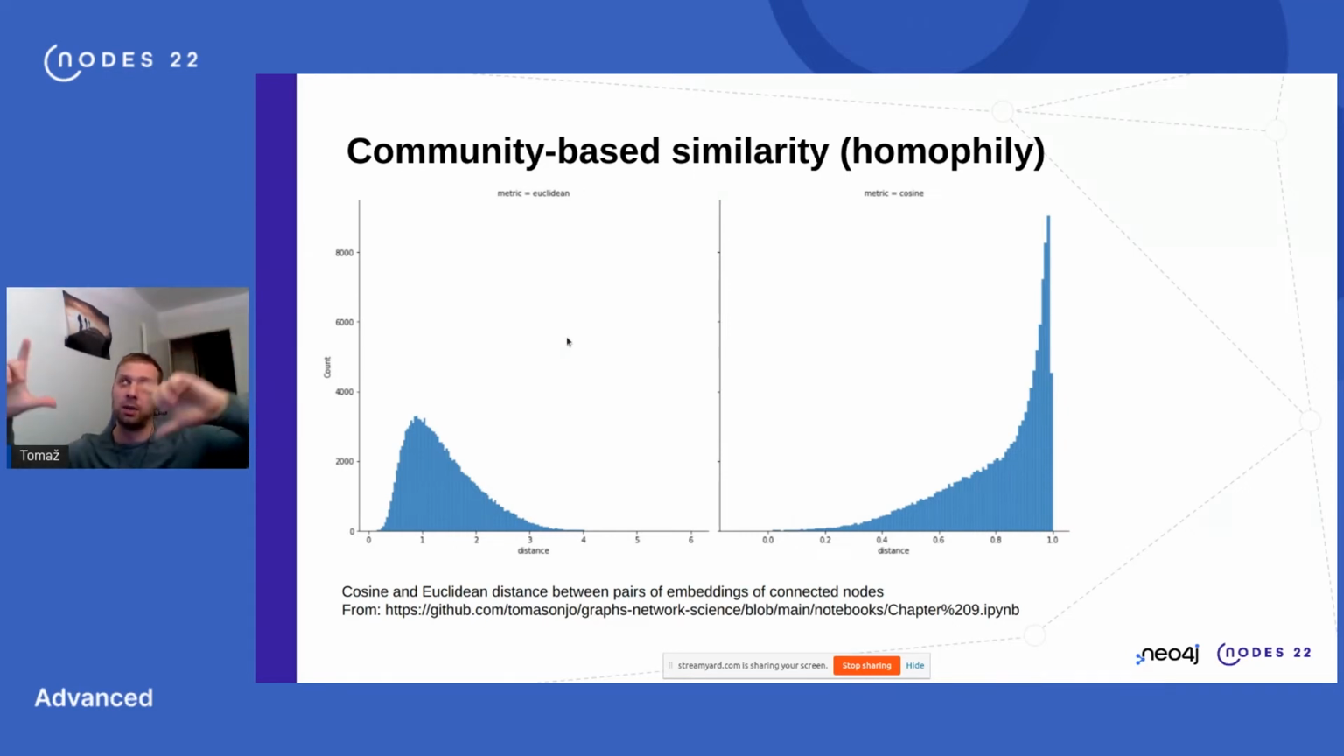here I did an example. I used node2vec in this example to generate node embeddings. And then I compared the similarity of embeddings for connected nodes, right? So what's the similarity of embeddings for nodes that are connected? And here, if we use the cosine similarity, you will see that most of the nodes are close to 1, right? That means that most of the nodes are very similar. So most of the neighbors in the graph are also very similar in the embedding space.